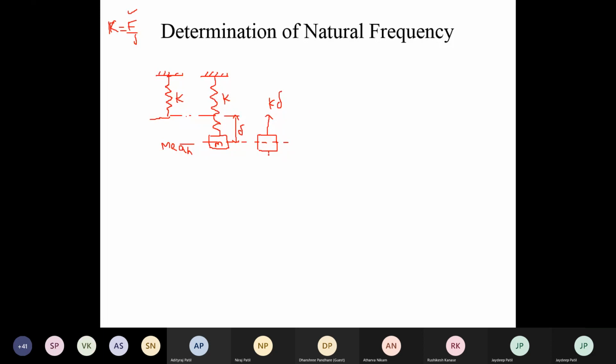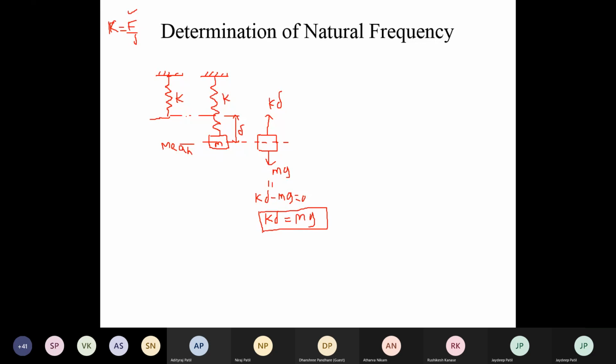Next is the gravitational force acting in the downward direction due to the weight mg. Suppose we resolve the forces vertically; you will get the equation K delta minus mg. When the force acts in the upward direction, take it as positive, and when it acts downward, take it as negative. This equals 0, or you can write K delta is equal to mg. Am I right? Is it right?